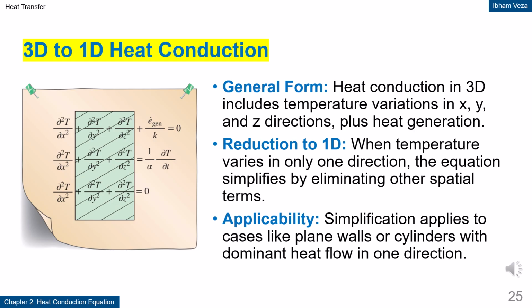3D to 1D heat conduction equation. The three-dimensional heat conduction equation can be simplified when temperature variation is significant in only one direction. The derivative terms in the other two directions can be eliminated. The result is a one-dimensional equation that is much easier to solve. This simplification often applies to plane walls, long cylinders, or spheres. This approach remains accurate as long as the dominant direction assumption is satisfied.